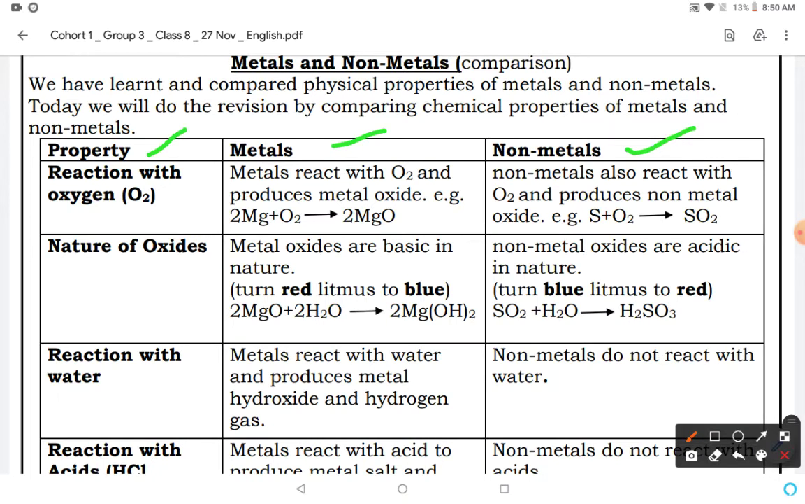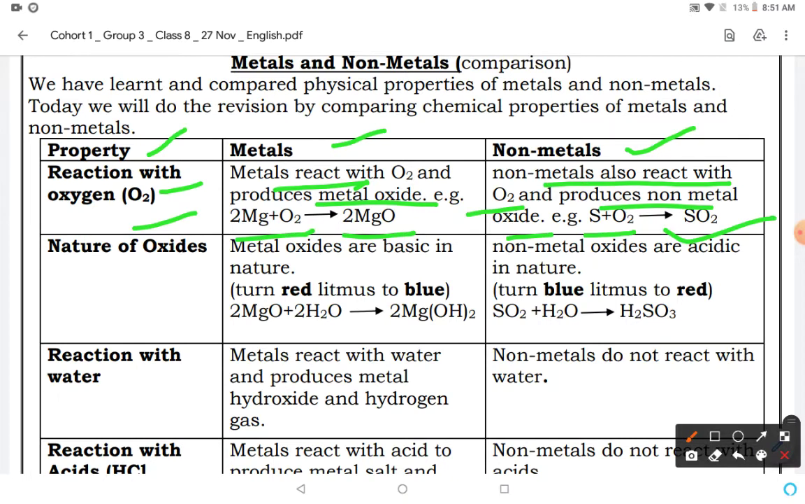The first property is reaction with oxygen. When metal reacts with oxygen, it produces metal oxide. For example, magnesium reacts with oxygen and produces magnesium oxide, MgO. Non-metal also reacts with oxygen and produces non-metal oxide, for example sulfur plus oxygen gives sulfur dioxide.